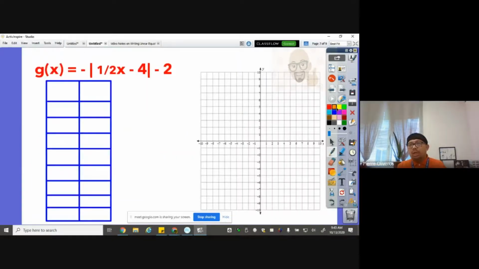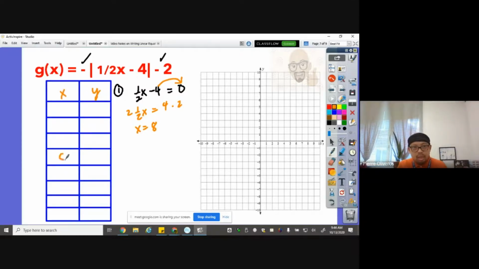So let's do one more, this time with a fraction, a negative, and a vertical transformation. Again, the first step is to set 1 half x minus 4 equal to 0. Whatever the expression in your absolute value, set that equal to 0 and then solve it. I'm going to move the negative 4 over, so it becomes 1 half x equals 4. Multiply everything by 2, so x equals 8. I'll put the 8 here, in the x column.